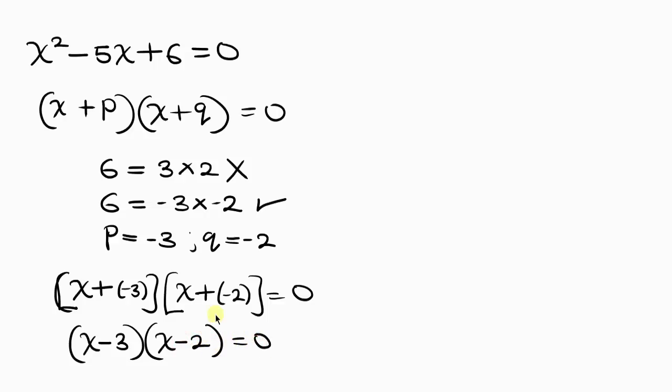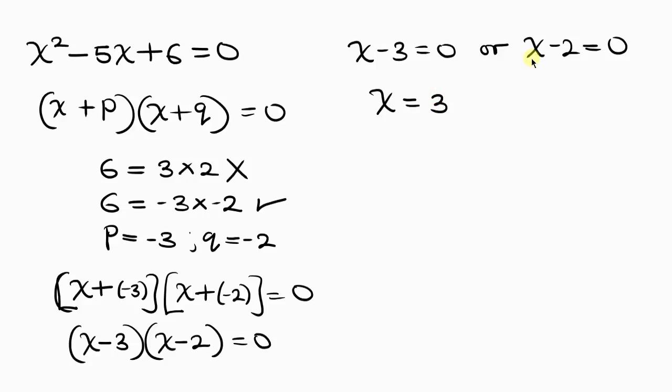So we have two cases. The first case is x minus 3 equal to 0, or the other case is x minus 2 equal to 0. Very good. And to get the value of x from here, we're going to move negative 3 to the right. And when we do that, negative 3 becomes positive on the right. Do the same thing here. We're going to be moving negative 2 to the right in order to get x. And when we do that, negative 2 becomes positive on the right.